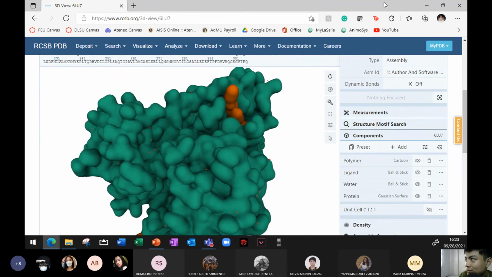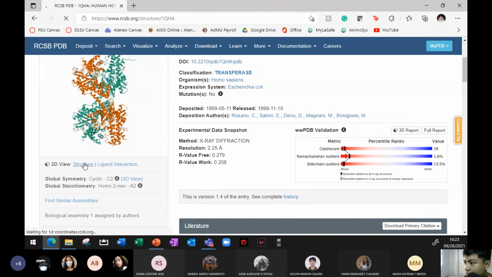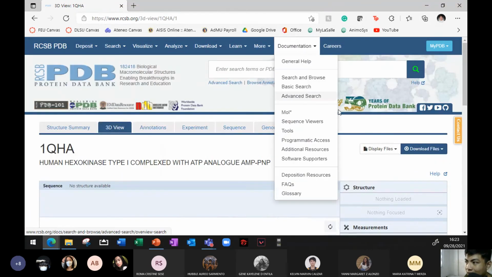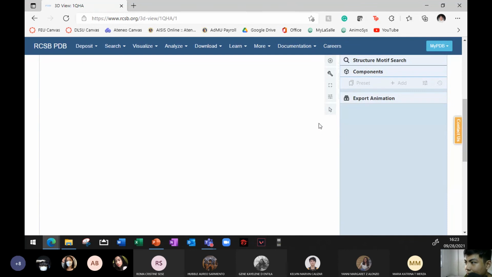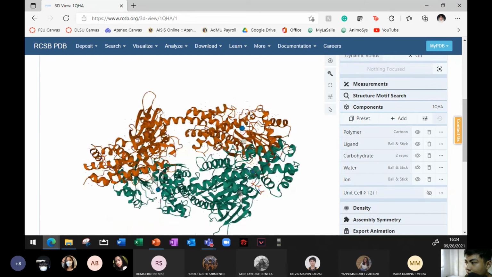Teka lang. Anong protein kaya? Let's say hexokinase. Okay, so we have here the human hexokinase. Ayan. We still have 7 minutes. So, for the human hexokinase, okay, ito yung first enzyme na ginagamit in our glycolysis. Ayan. So, this is your hexokinase.